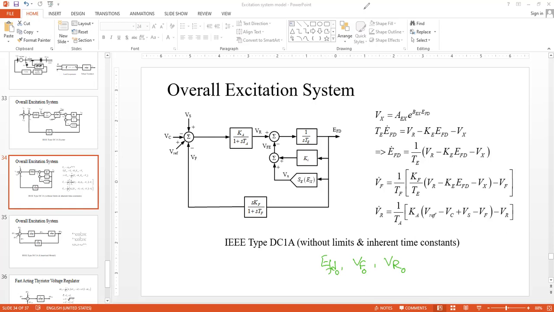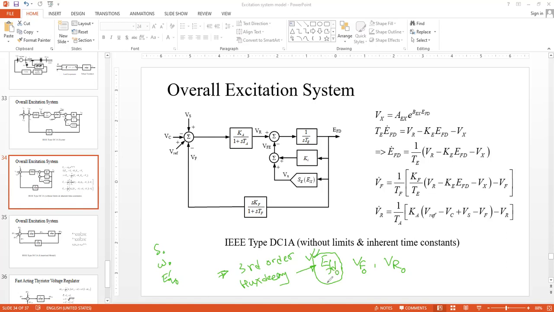Anyone interested in answering the query? It will be an initial value condition calculation. So how would you proceed? Let's say the EFD naught, we have already done it in our third order model, right? The third order flux decay model. We got some value of EFD naught earlier there. So just leave it there. We have got it from the third order model. We got delta 0, omega 0, and EQ prime 0, as well as EFD 0.